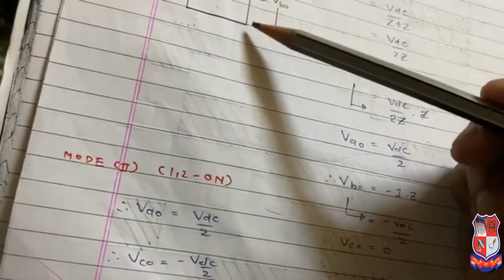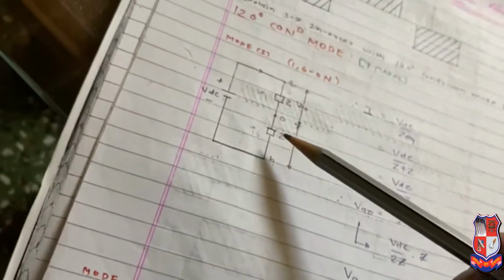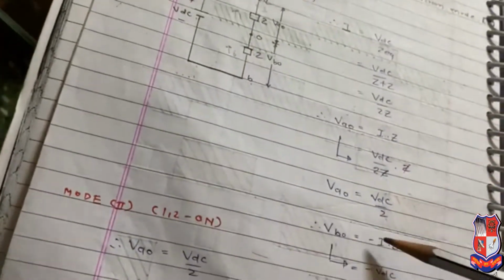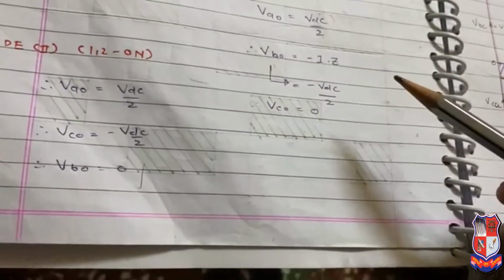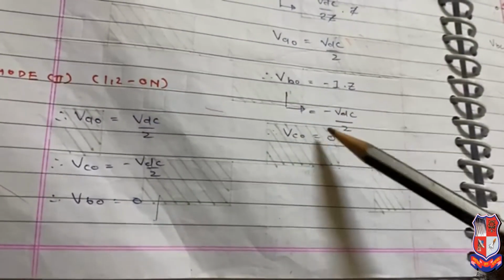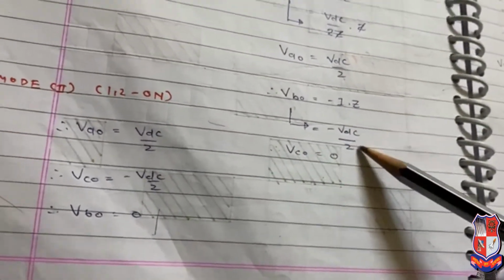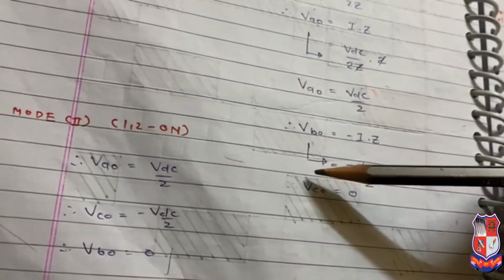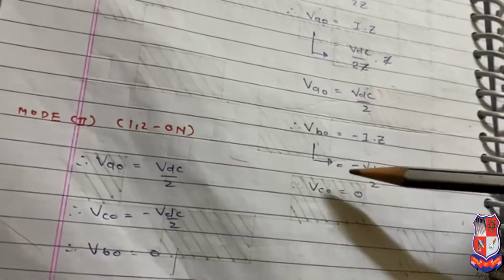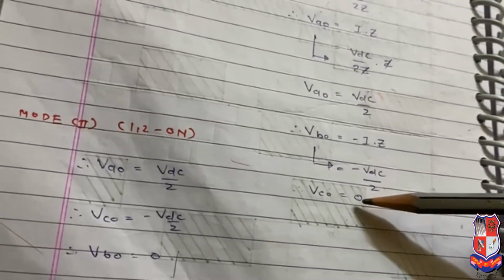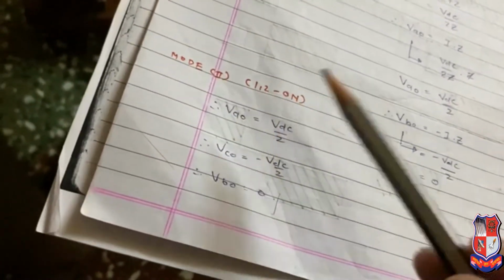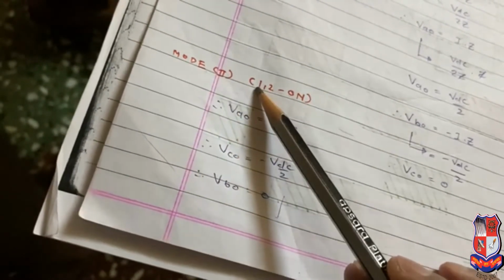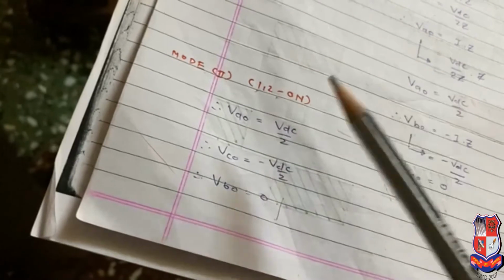Same for VB0. The current is flowing from the negative side, or we can say that the switch is a negative switch, that's why we have to consider minus over here. VB0 is again equal to minus VDC by 2, and the switches for C phase are all in off condition, that's why the voltage across phase C is 0.